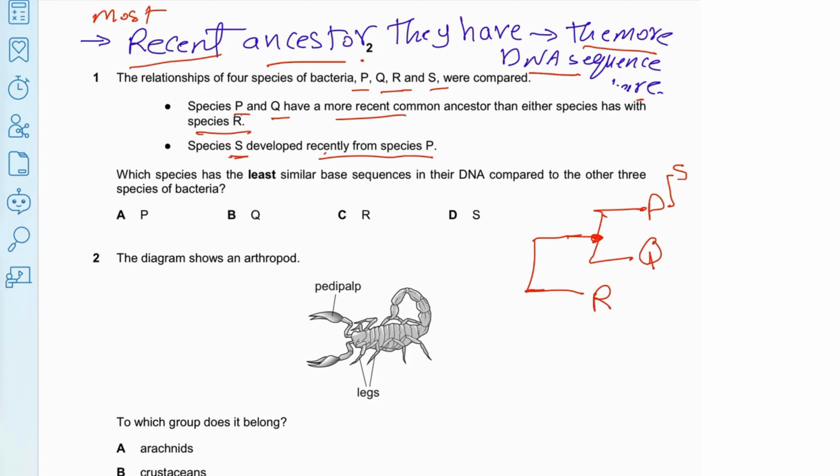You get it? So which species has the least similar DNA sequence compared to the other three, which will be what? Which one is the farthest away? It's R. Do you get it? So my answer is C.